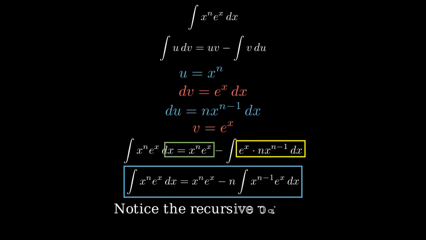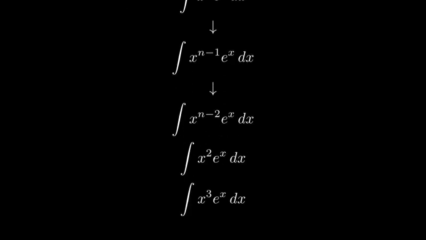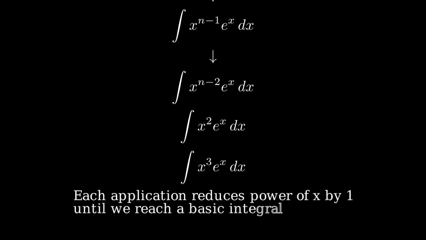Notice that the integral in our result has the same form as our original integral, just with the power of x reduced by 1. This means we can use this formula recursively to solve integrals like the integral of x squared e to the x or x cubed e to the x. This formula is a powerful tool for solving these types of integrals. Remember, each time we apply it, we reduce the power of x by 1, making the integral progressively simpler until we reach a basic integral we can solve directly.